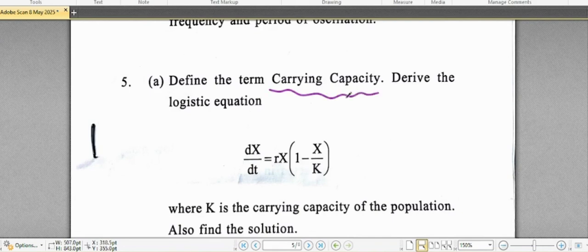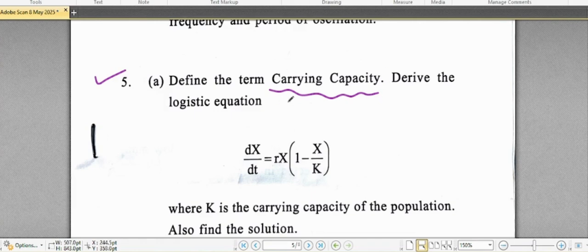Now look at the fifth question. You have to define the... so the fifth question obviously falls in unit 3. I told you that it's a unit-wise scheme. The first two questions come from unit 1, the third and fourth questions come from unit 2, and the fifth and sixth from unit 3. So this is the beginning of unit 3, which is mathematical modeling.